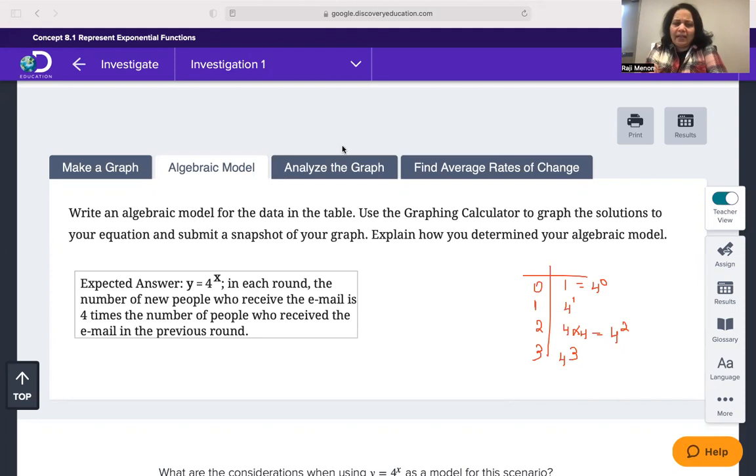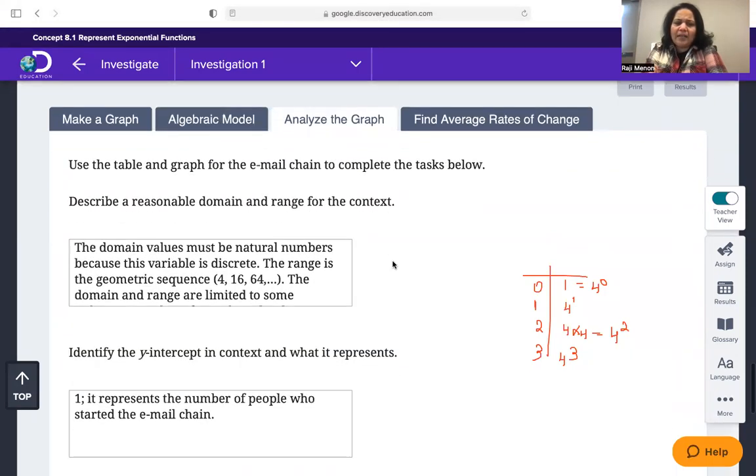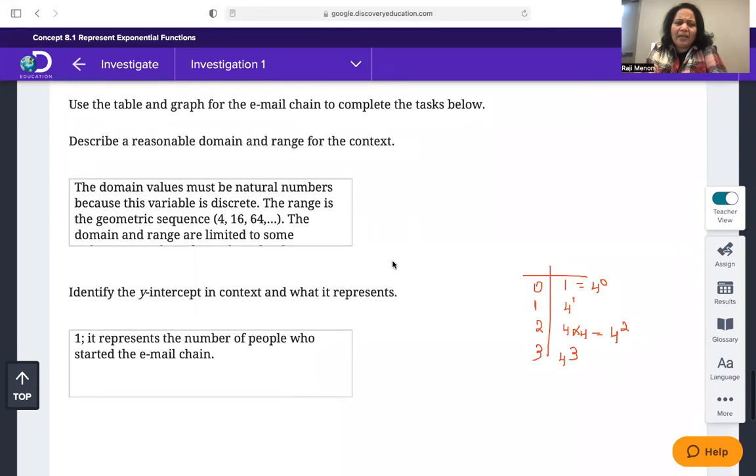Okay. Then you can stop the video and fill in your things, write it down. Analyze the graph: the domain, the range and the y-intercept. Reasonable domain: the domain values must be natural numbers because it is a discrete value. So the domain is natural numbers, not decimals. The range is also a geometric sequence: 1, 4, 16, 64. See, pay attention to the words geometric sequence.